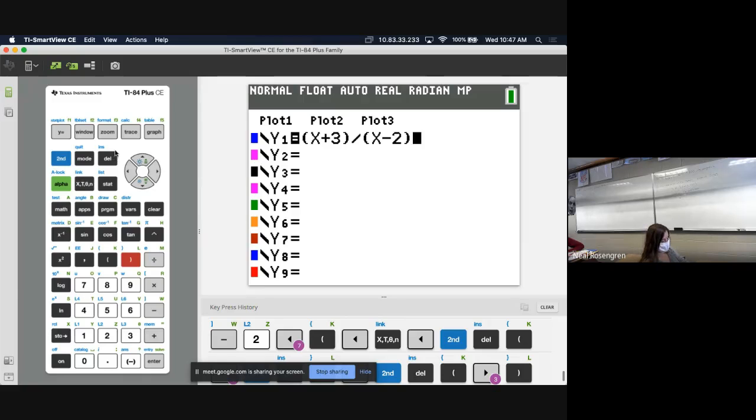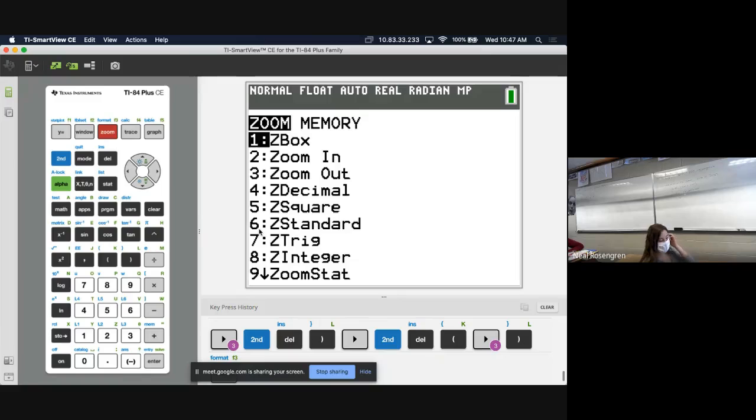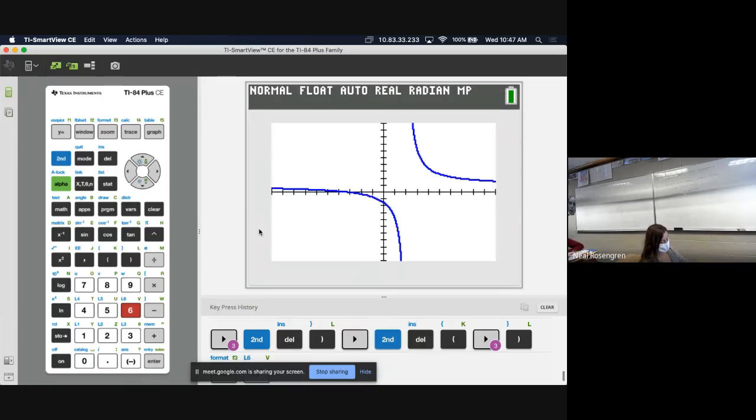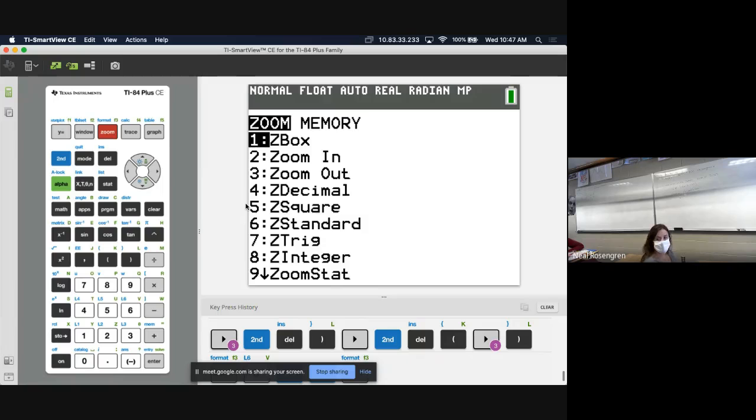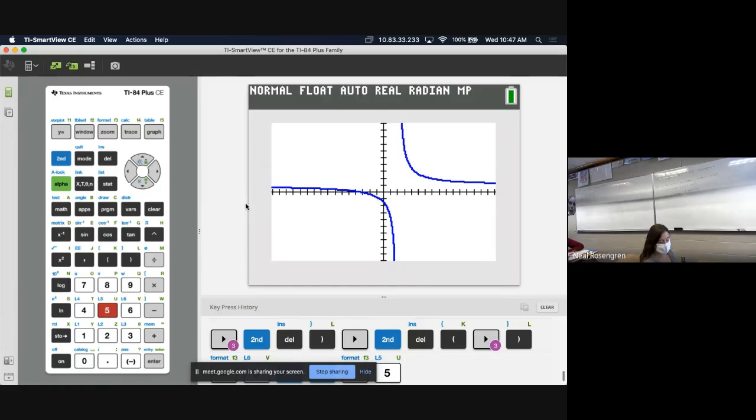Okay, cool. When I start, I usually zoom standard, so zoom number 6, to get me to a negative 10 to 10, negative 10 to 10 kind of window, but I'm squishing a square into a rectangle, so I'm stretching out the x-axis, which isn't good. So I am going to zoom square, zoom number 5, to make the x and the y tick marks evenly separated. But take a look at what's happening at x equals 2.